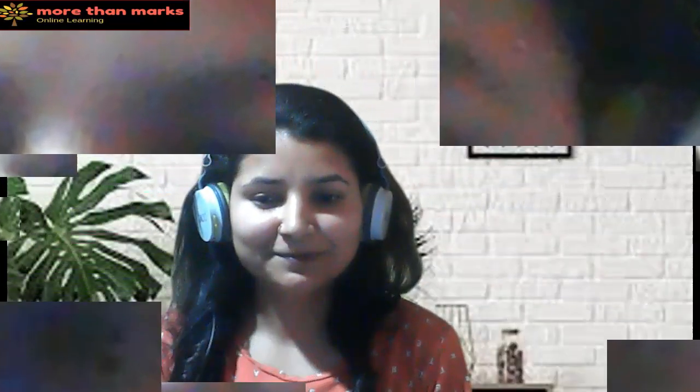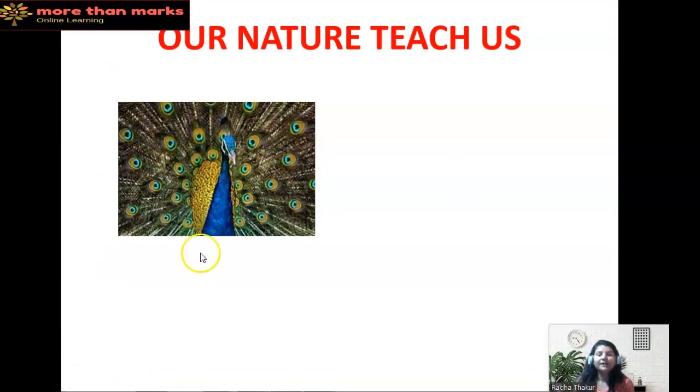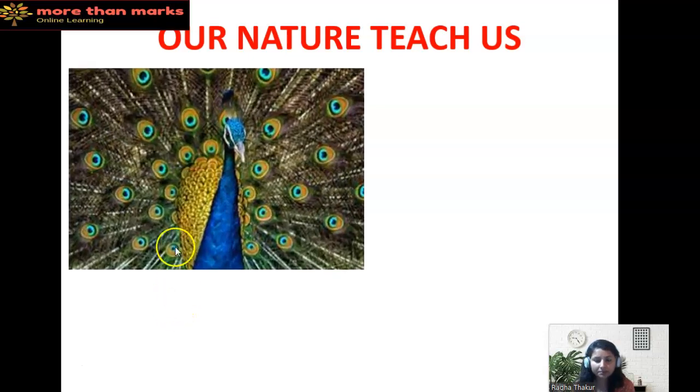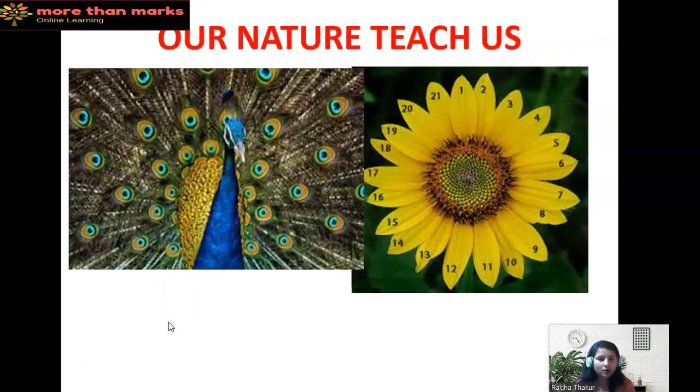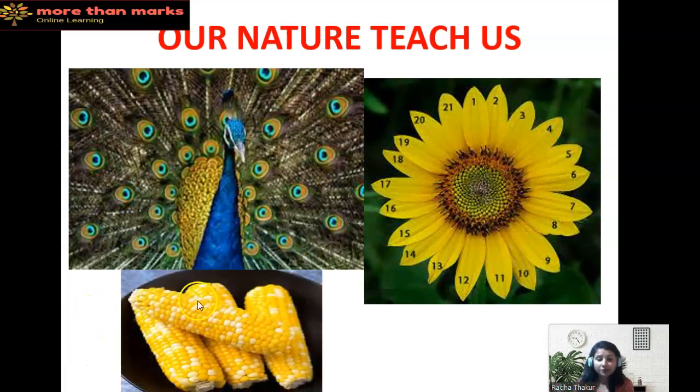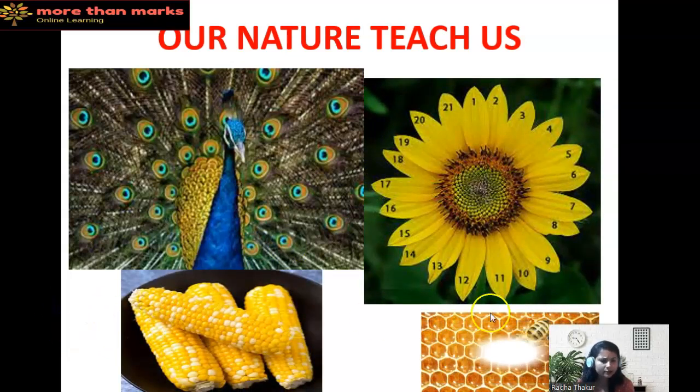Okay, let's go. So here we are on the board. Look at this amazing picture, how beautiful it is, because nature teaches everything. Next, see this amazing peacock. Wow, what a wonderful sunflower. Then we have corn, and see the honeycomb.